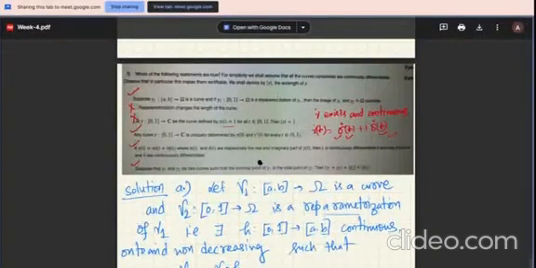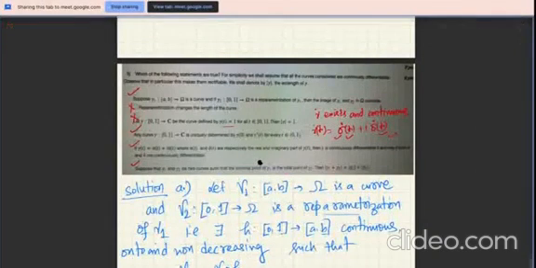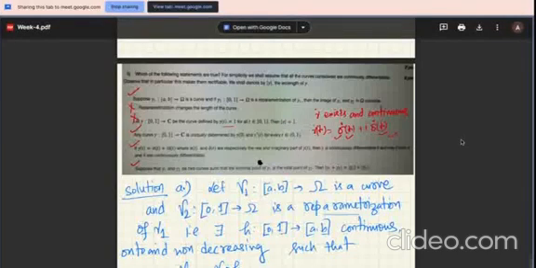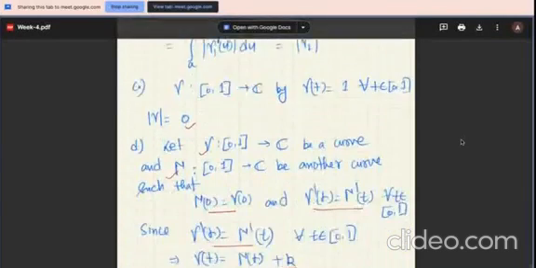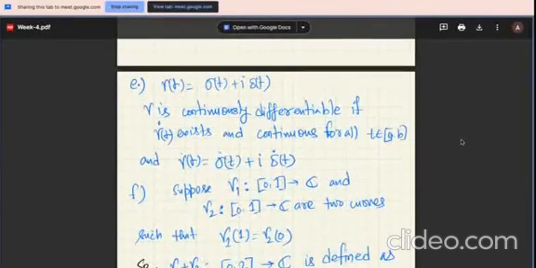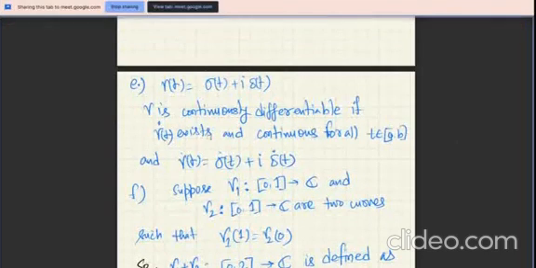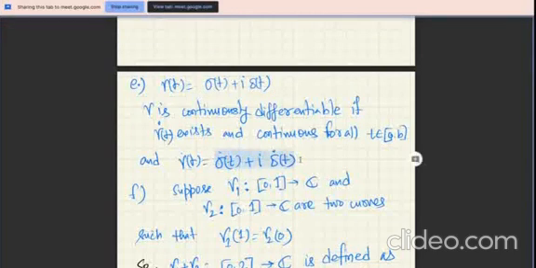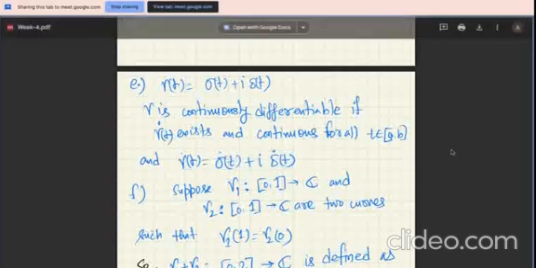Okay. Next thing is, if gamma t is given by this parameterization, then gamma is continuously differentiable if and only if both the real and imaginary parts are continuously differentiable. This is a well-known fact. Gamma is continuously differentiable if gamma dot t exists and is continuous for all t in this interval, and gamma dot t is nothing but this one. So this is continuous means that this is continuous and this is also continuous. Okay.